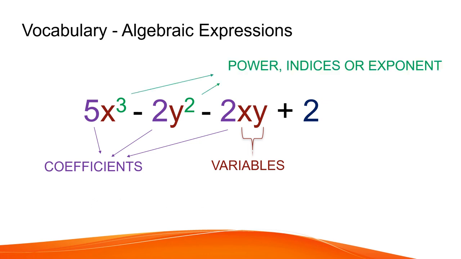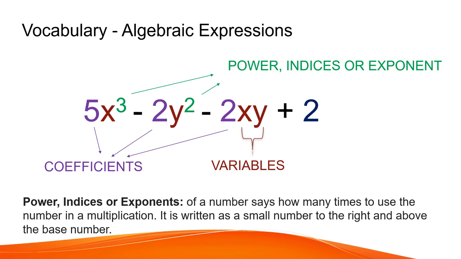And other than that, you have your exponents, or we can call them powers, or you can call them indices. An exponent of a number says how many times to use the number in a multiplication. It is written as a small number to the right and above the base number. It's called an exponent, it's called a power, it's called an index. Depends on the country that you are in. In South Africa, it's called an exponent. In Vietnam, it's known as an indice. And then in other countries, they call it a power. But we also call it a power in South Africa.